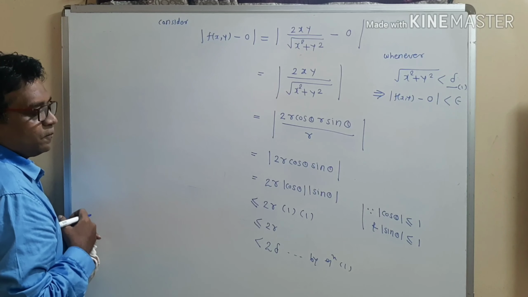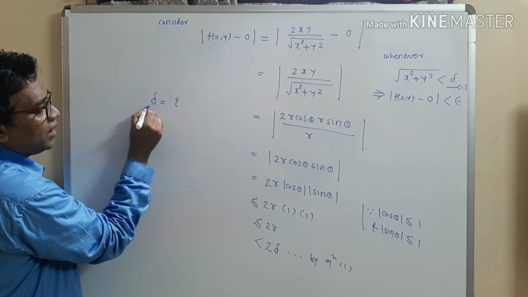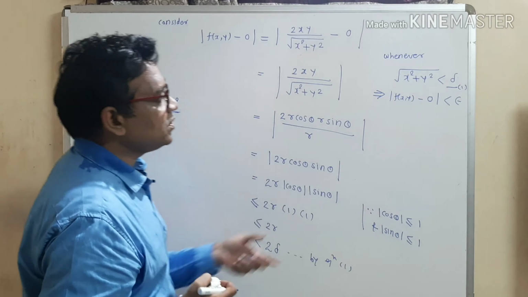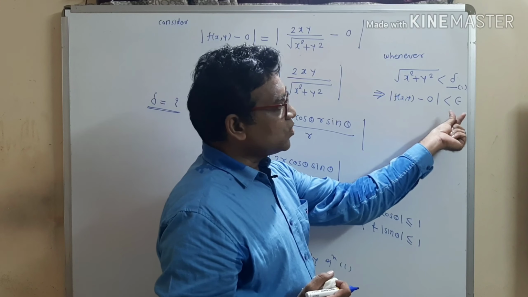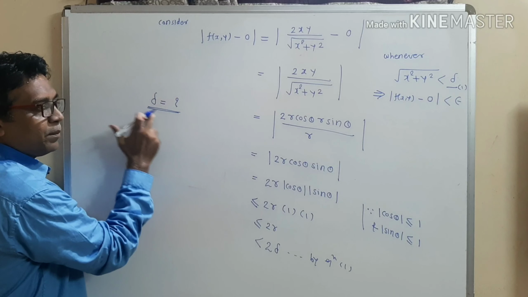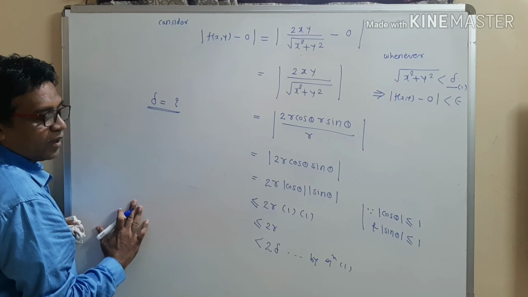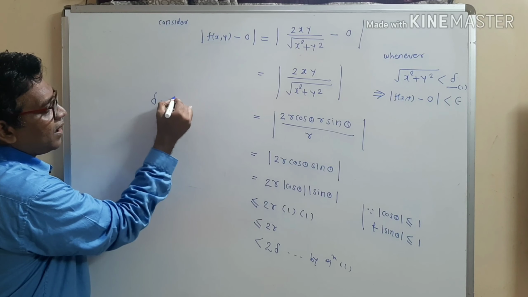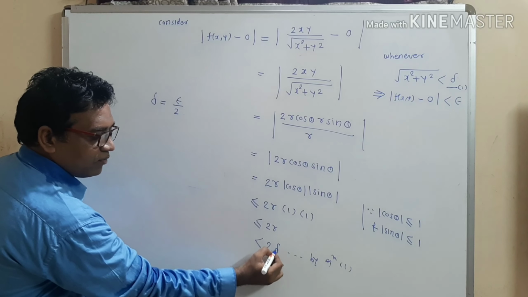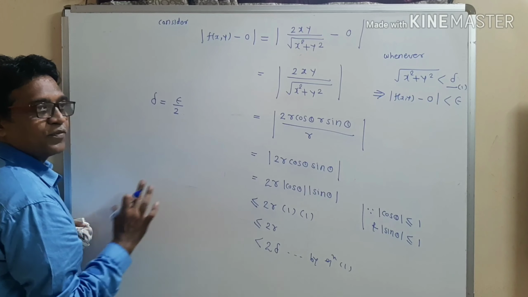Now what is the last step? Select the values of delta in such a manner so as to get here epsilon, because in the definition we required epsilon. So how to get epsilon? What is the last step? Select the values of delta in such a manner so as to get here epsilon. Now if we put delta equal to epsilon by 2, then 2 gets cancelled, automatically we get here epsilon.